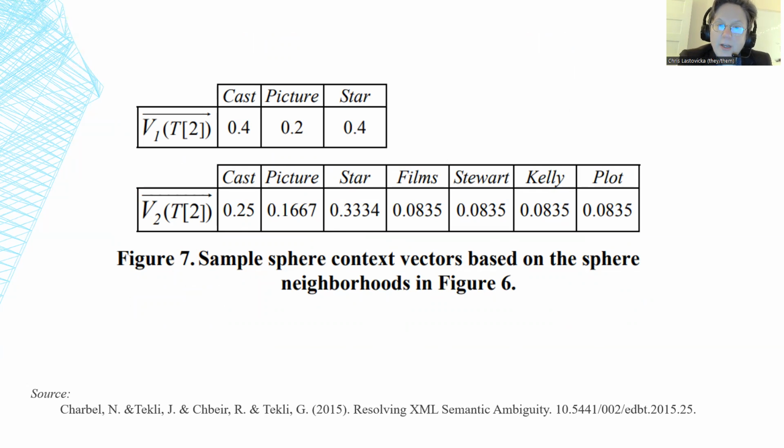And you'll see that the target term itself has the highest weight or equal to, in this example, since star happened twice, it has a higher weight. If it had only happened once, cast would be the highest weight. It's the target term. So as terms are moving further away, the weight is lower.